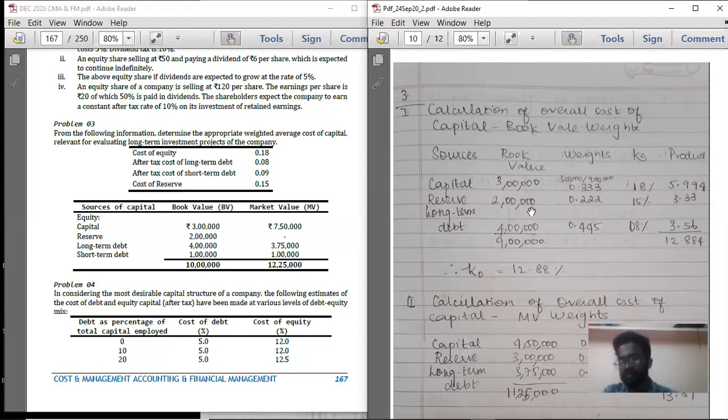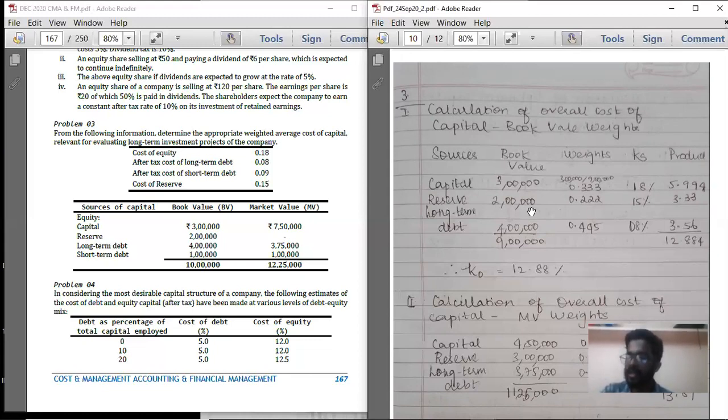Below that, how much is the weight of reserves? 2 lakh divided by 9 lakh. In the weight column record 0.222.